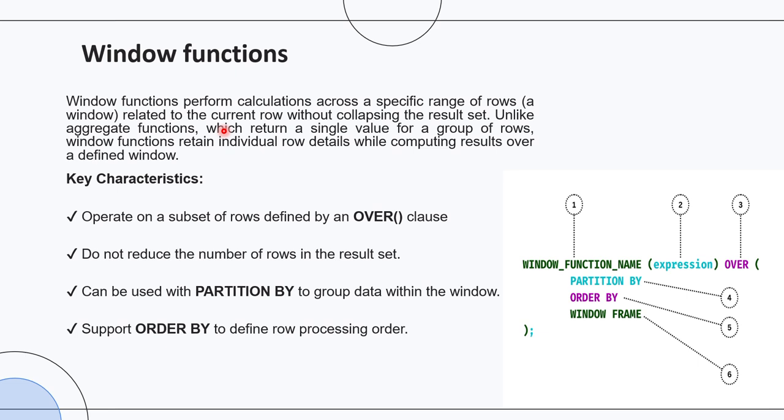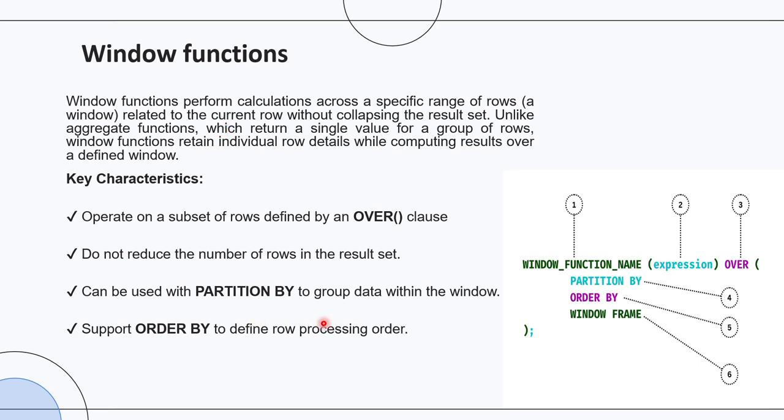So let's start. Now let's start by understanding what is window function. A window function performs calculations across a specific set of rows, called a window, that are related to the current row. Unlike traditional aggregate functions, window functions do not collapse the result set. This means that every row remains visible while an additional calculated value is written for each row.